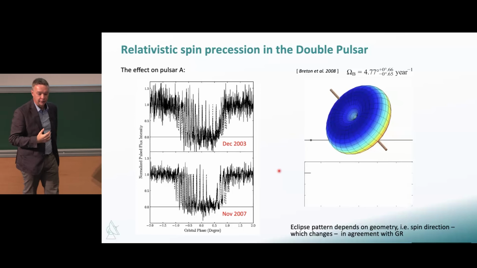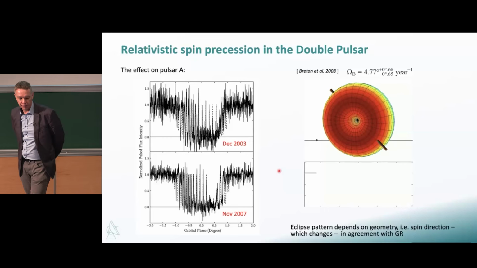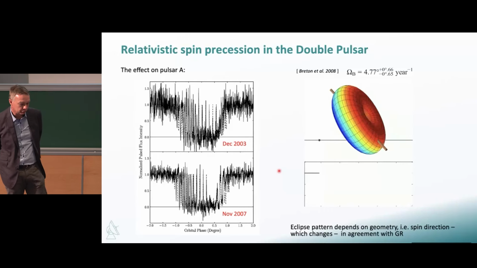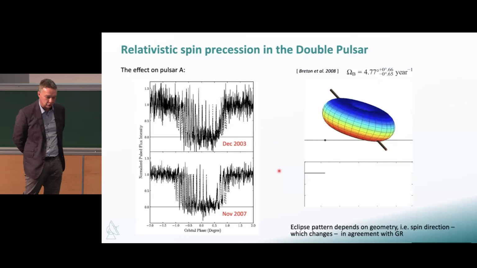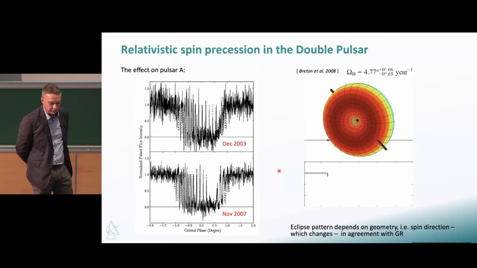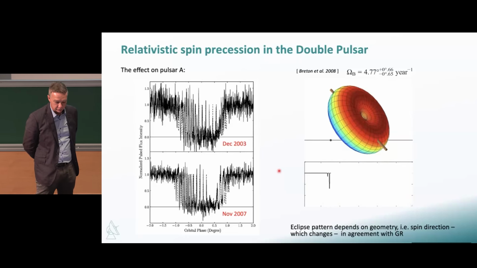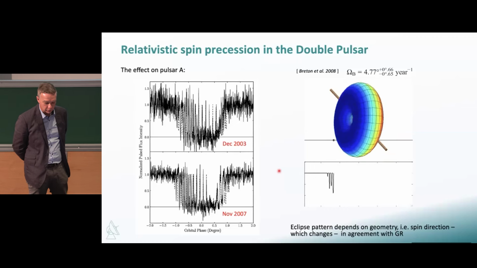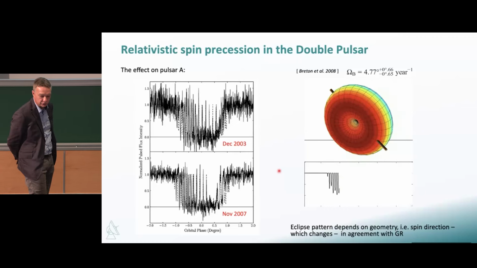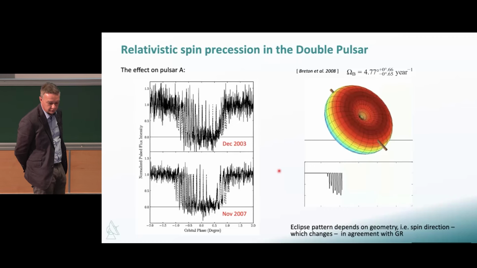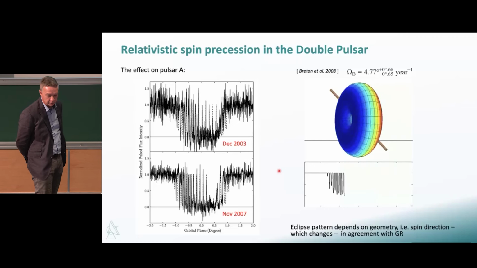So if you watch the pulsar in the background, A is in the background, B is in the foreground, you will see how the magnetosphere of B is now blocking the light of A. So it starts to disappear. It's blocked, visible, blocked, visible. You see this at the dips of the emission that you see in the bottom plot.